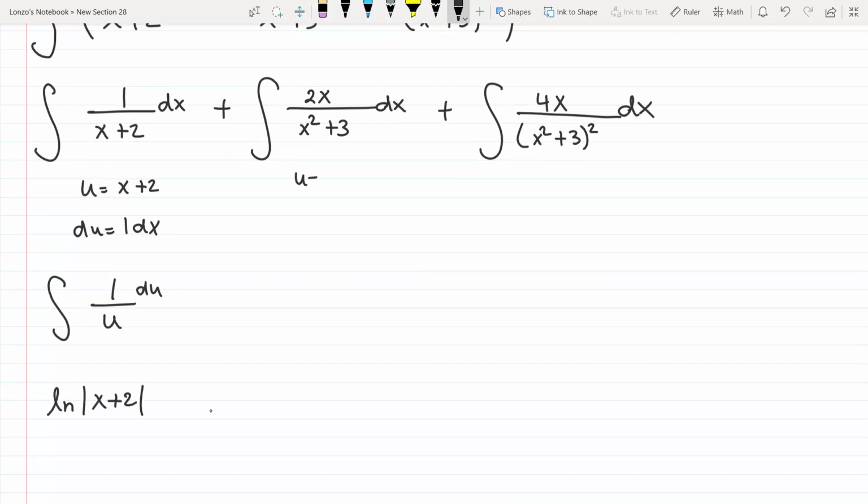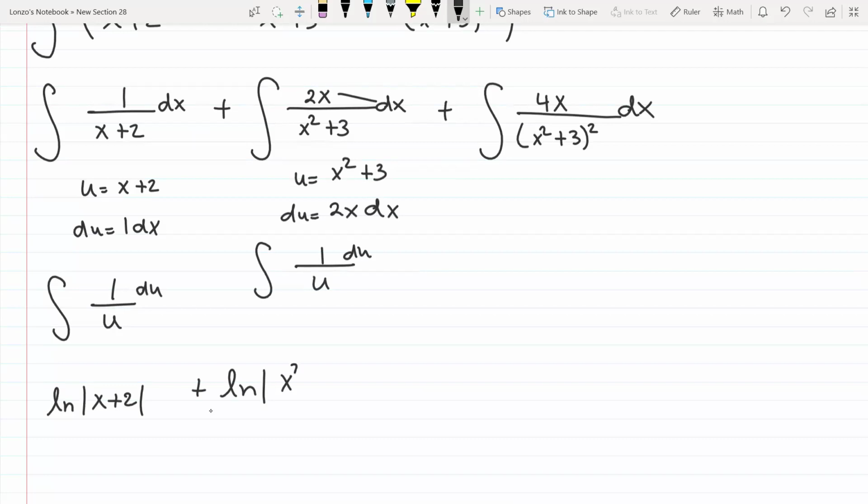Over here, I would use u as x squared plus 3. So my du would be 2x dx. And it comes out nicely because we don't have to get rid of anything. So it's going to be 1 over u, and then you're going to replace 2x dx with du. So that would be ln of absolute value u, which is x squared plus 3.